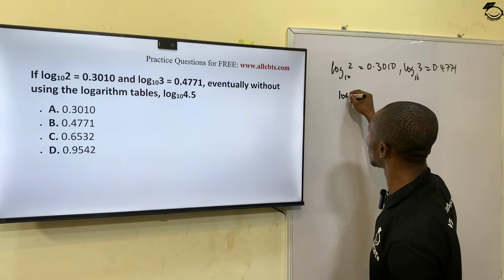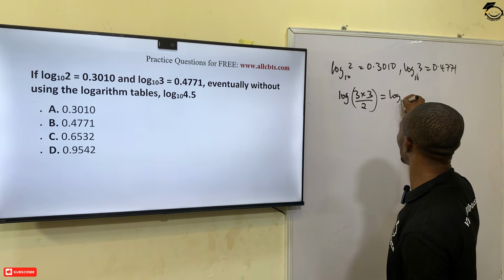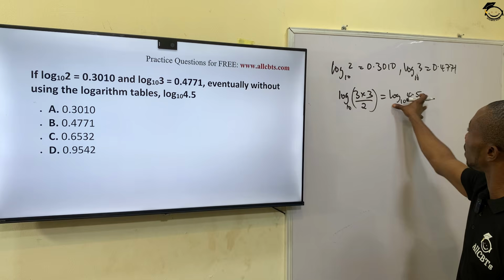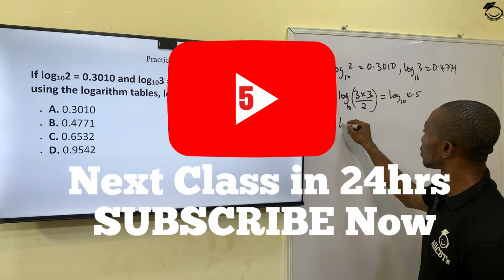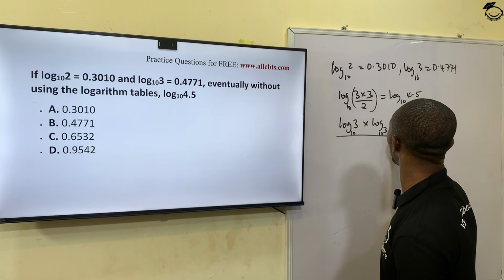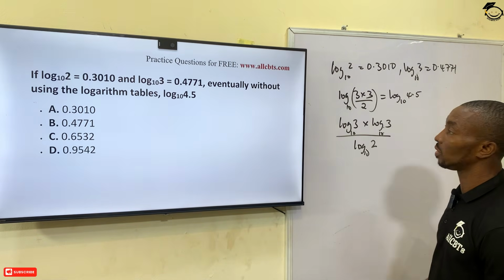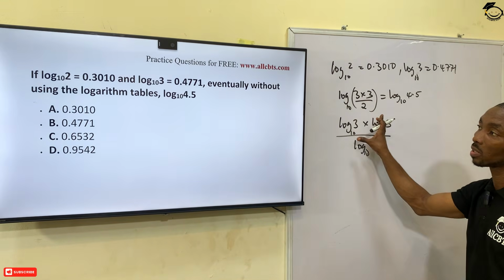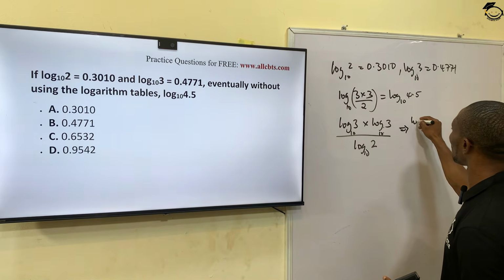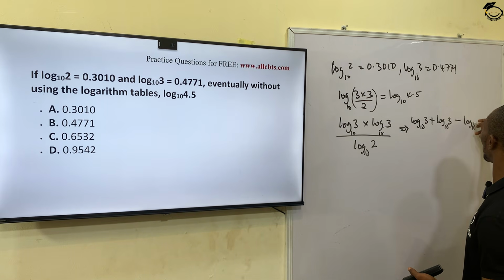So here we have log 3 times 3 divided by 2 will give us log 4.5 base 10. Okay, so now expanding this, we are going to have log 3 times log 3 divided by log 2. All right, and in our law of logarithms, we know that multiplication becomes addition and division becomes subtraction. So here we have log 3 plus log 3 minus log 2, all base 10.